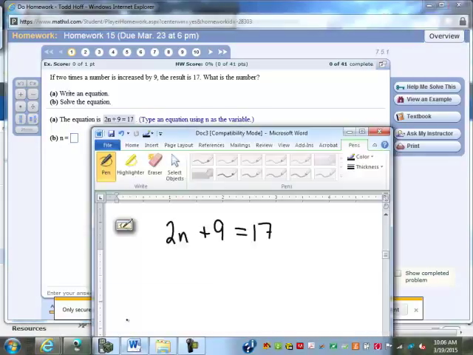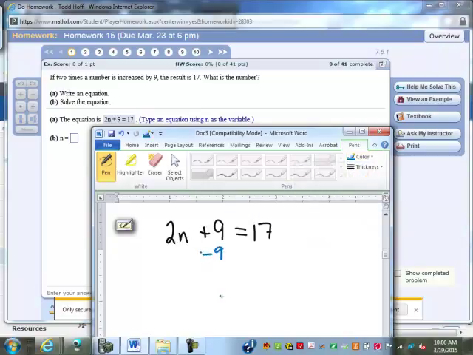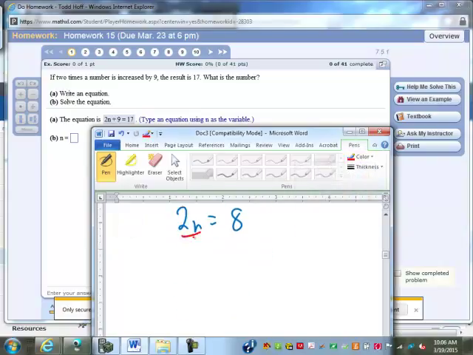So next we solve for n. So we're going to subtract 9. 2n equals 8. Divide by 2. N equals 4.